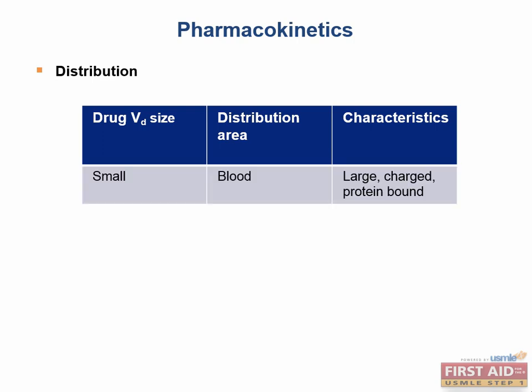A small volume of distribution is associated with drugs that are confined to the blood compartment, such as large hydrophilic molecules. For example, if a drug is limited to the blood compartment of the body, it will have the exact same volume of distribution as the blood volume, which is usually 4 to 8 liters, since that is the only volume in which this drug will be distributed.